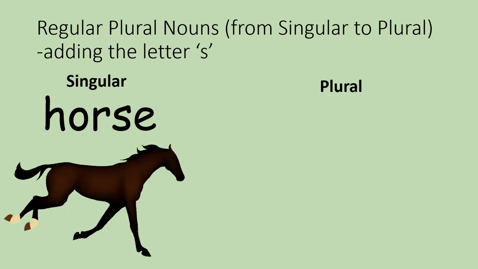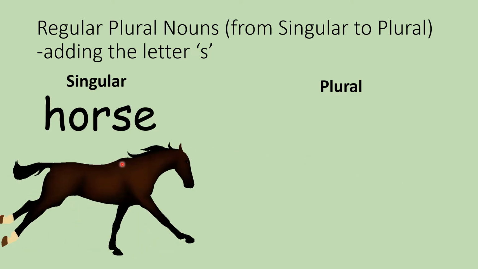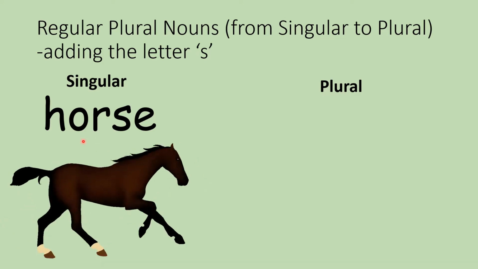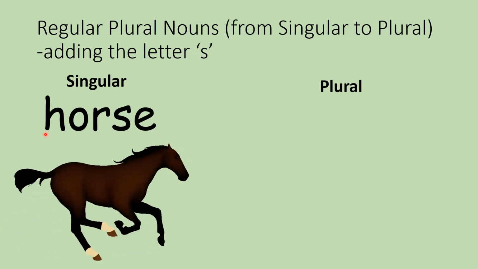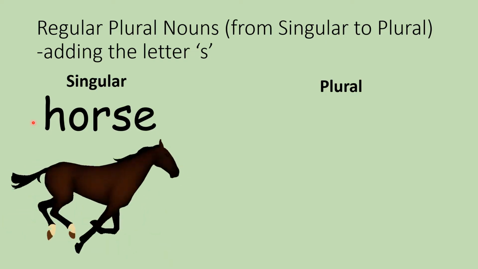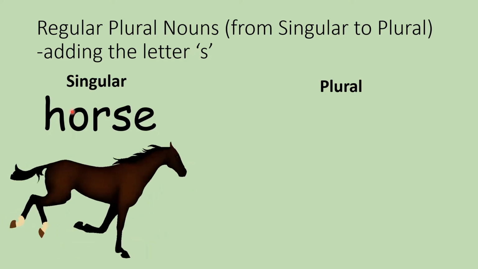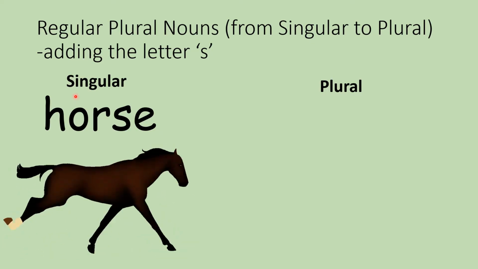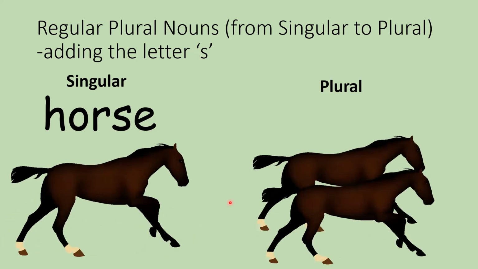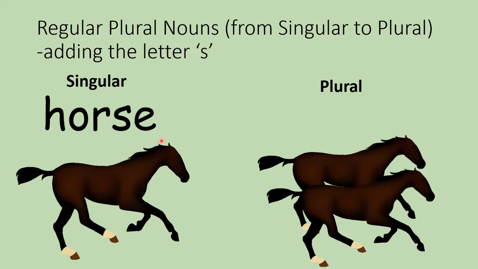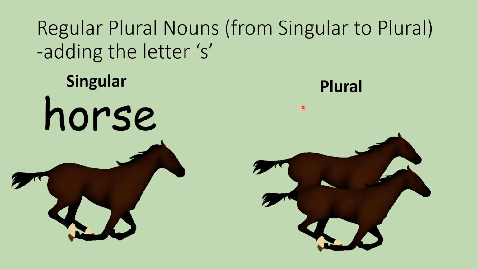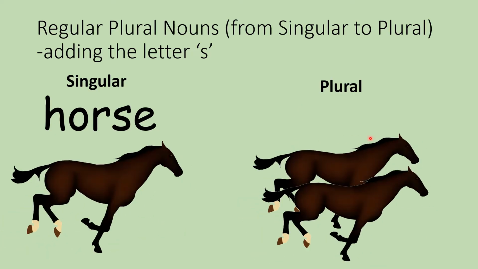All right, another example here. What do you see in this slide? There is one horse. Repeat after me. Horse. So if there is only one horse, meaning to say it is a singular noun. Now, what if there is more than one horse here? What is the plural word for horse? If there is more than one horse, the plural word for horse is horses.